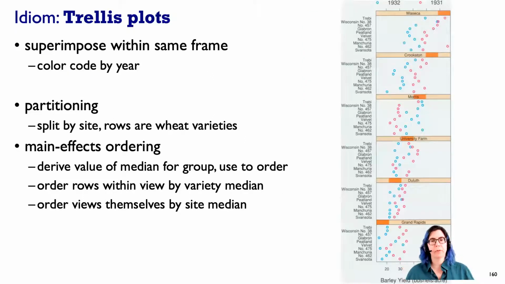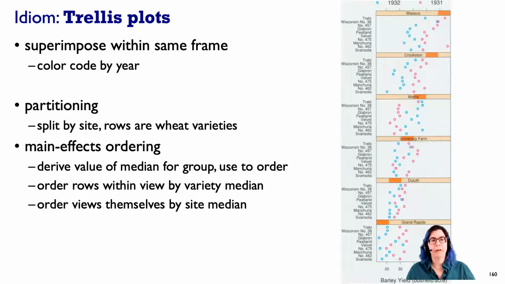Here's another example of superimposing. We're doing something fairly sophisticated here. This is an example of trellis plots from Bill Cleveland et al. So what they've done here is they are looking at, in this case, I believe, barley yields in the 1930s in some different geographic regions. And they are superimposing two different years that are color-coded, 1932 and 1931, in the same frame so that we can actually start to see patterns.